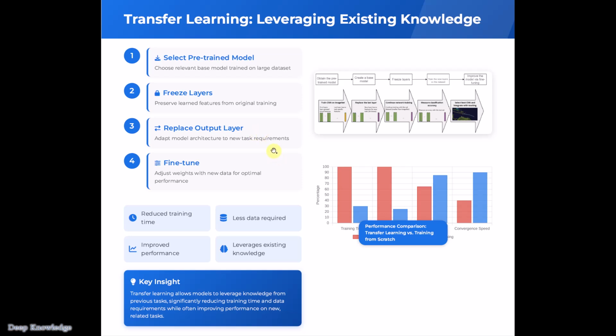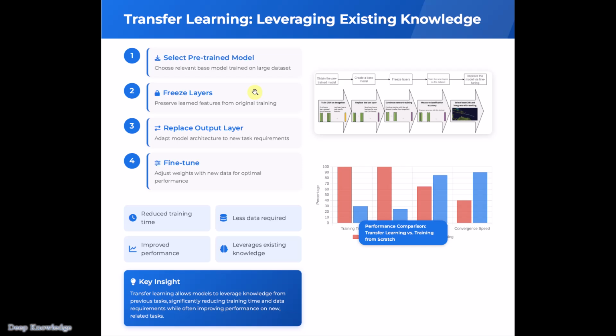Training deep learning models from scratch can be expensive. It takes, let's say, tons of data, huge compute resources, and also a lot of time. But what if your model could stand on the shoulders of other models? That's where transfer learning comes in. So here's how it works step by step.